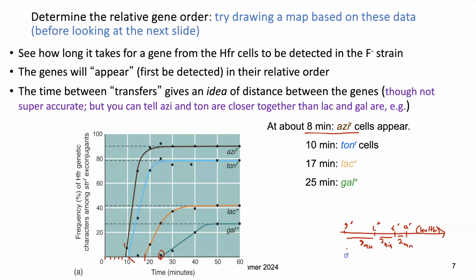This isn't super accurate, but what it does tell you is that we know that this gene enters first, and we know that it's relatively close to this gene. And that these two genes are more than twice as far apart as these two, and that this one is quite distant, right? There's 17 minutes difference between this gene and this gene. So we know the relative order, and we can tell which ones are close and which ones are far apart based on this kind of information.